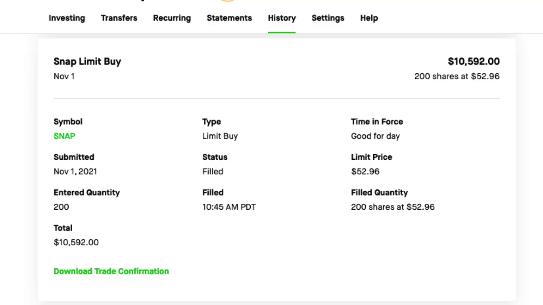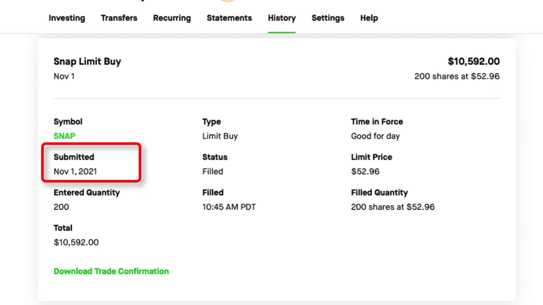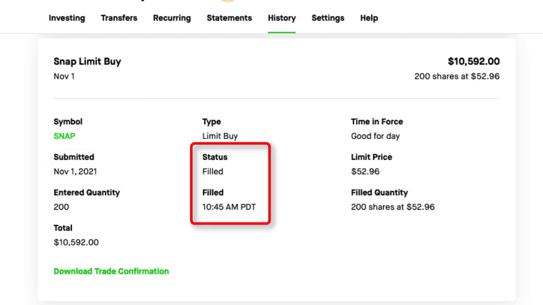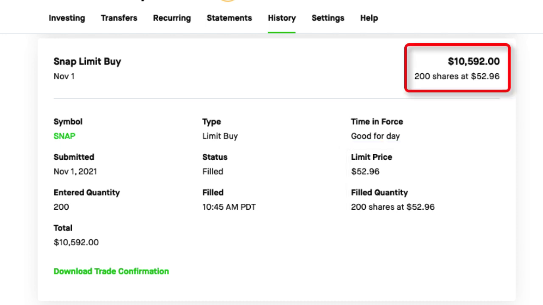I open my account history, and here we can see the actual transaction where I used a limit order to purchase 200 shares of Snap Incorporated, symbol SNAP. Now, I submitted this order on November 1st, and it was filled later that morning at 10:40 a.m. Pacific time. And as you can see, my cost basis is $52.96 per share, and so my total cost was $10,592. At this point, I now own 200 shares of stock symbol SNAP, and I can use them now to sell a covered call option.